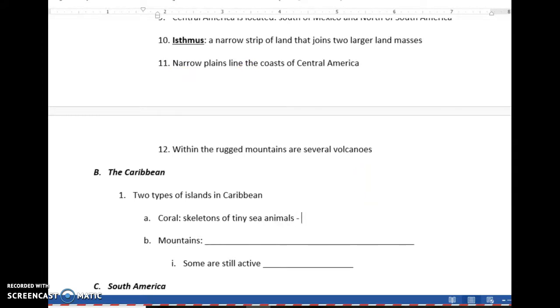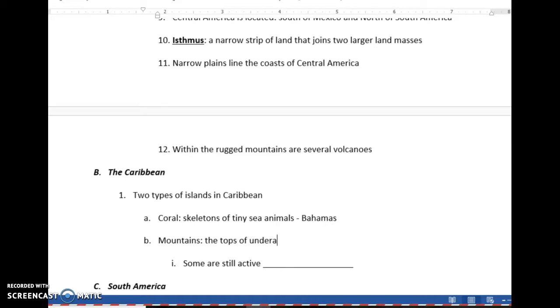These sea animals, these skeletons have basically melted together to make rock, and over hundreds of years they have formed reefs and islands where dirt collected. An example would be the Bahamas. So the Bahamas off the coast of Florida are an example of this.